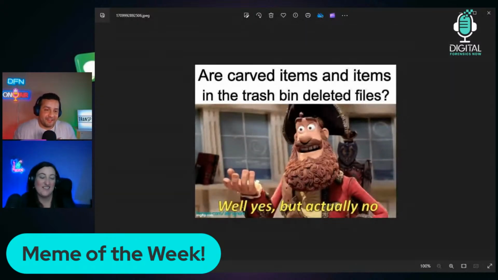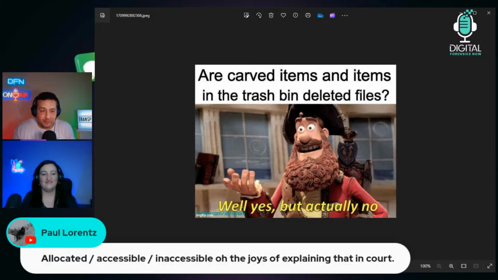Because something in a trash bin is still allocated, right? And it has all the metadata, it has everything. It's just kind of, quote unquote, moved from one place to another. It's not really deleted. Now, unallocated is deleted, but different, right? There's no metadata. You might have a file that's half of the file, a quarter of the file, not complete. It's just the header and a little bit more.